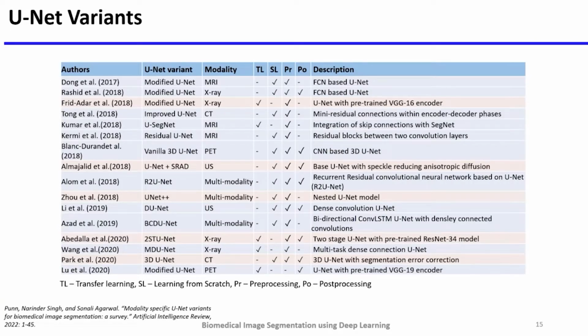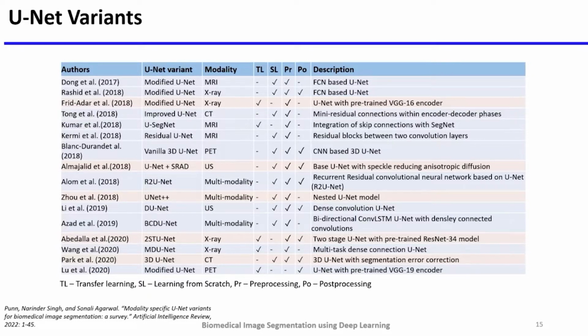Now these are some of the popular UNet variants that are introduced for biomedical image segmentation across various modalities. Additionally, we have also highlighted their implementation strategies such as transfer learning or training from scratch and whether any pre-processing or post-processing techniques were used. In early models, most of the approaches tend to establish the potential of vanilla UNet model with various modalities while using transfer learning approach. For instance, the authors utilized UNet with pre-trained VGG16 model for segmentation using X-ray imaging.